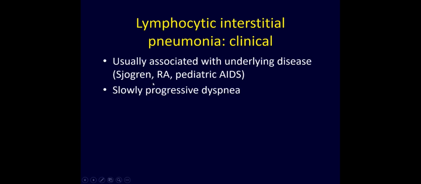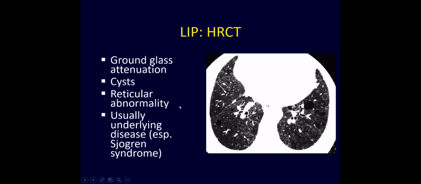Now we're moving to the rare entities. The most important thing to know about LIP is that it is rarely idiopathic, usually associated with underlying diseases such as Sjogren's, rheumatoid arthritis, pediatric AIDS. And then the most important radiologic clue, in addition to the ground glass abnormality, is the presence of cysts, which are typically perilymphatic, peribronchovascular, or subpleural in location.